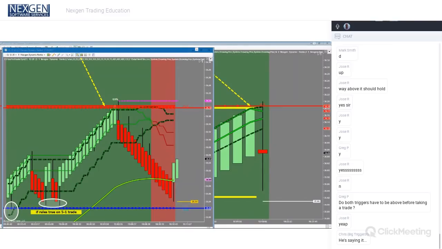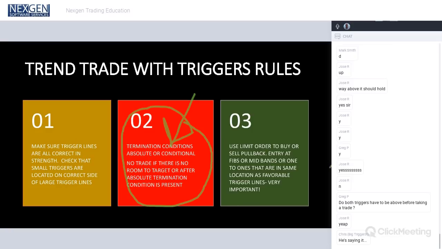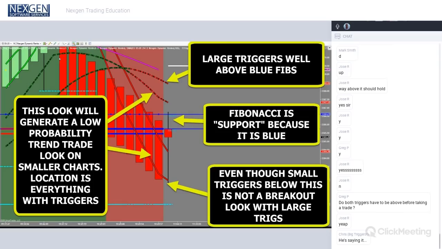Do both triggers have to be above before taking a trade? No, Greg. What we said was, and what the video says and the rules say, that you must have wide triggers with these small triggers way beyond a fib, giving you this 50-50 look, half above, half below, but they're really wide and they're spread out, and at least 2 of them are below. You got that?